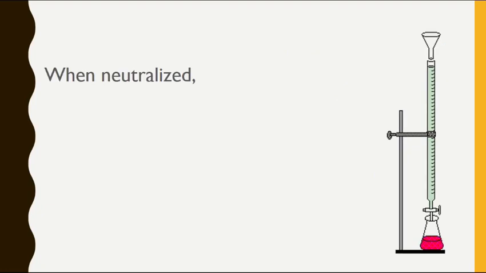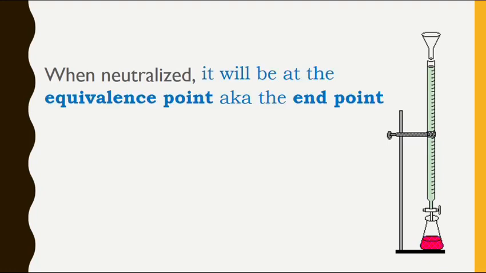So now let's jump back over to that side where we were defining things. When neutralized in a titration, we say that it's at the equivalence point or the end point. And this is a really important point to find exactly, because that is where the moles of our acid are perfectly canceling and neutralizing our moles of base. So that's when things are truly neutral, and that's going to be important for the calculations we do later.